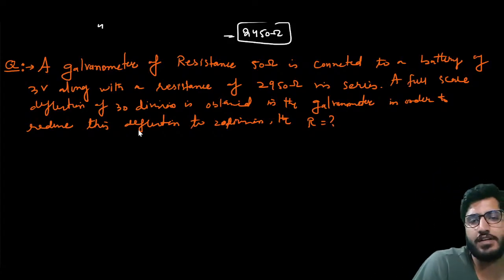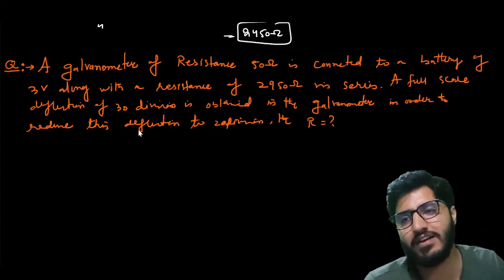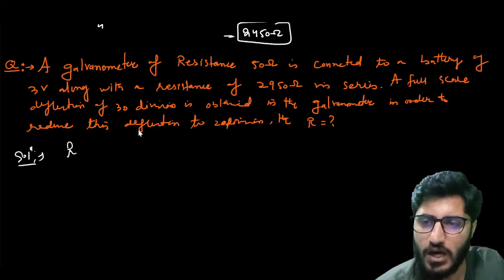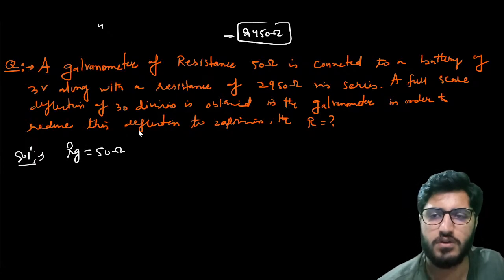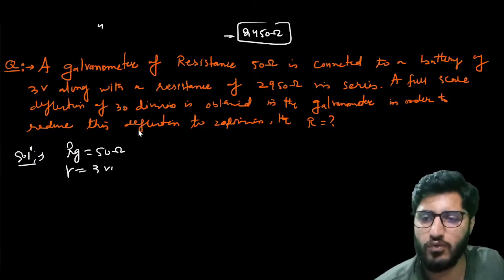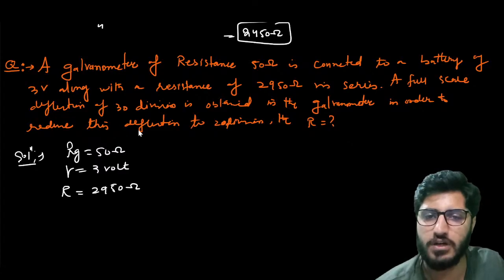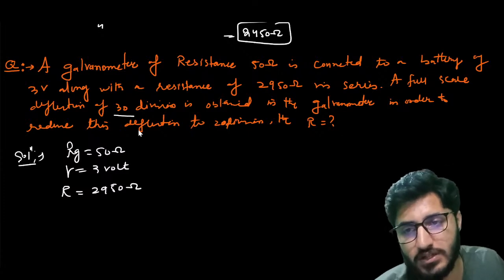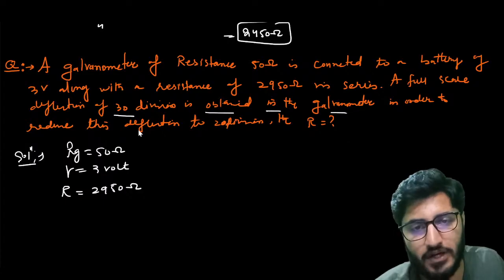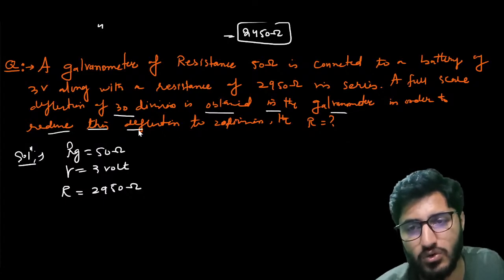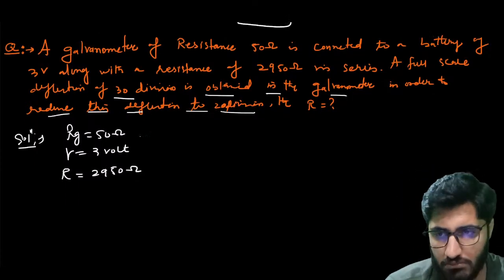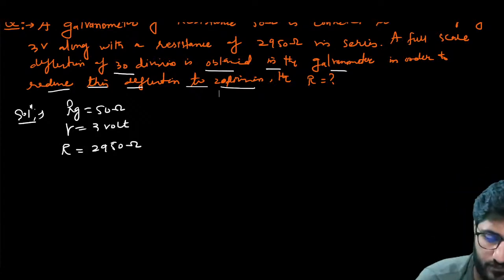So the galvanometer is having resistance 50 ohms. So I will write the value of it now. Rg is 50 ohm. V is given as 3 volt. And R is given as 2950 ohm, in series. Okay, we know that a full scale deflection of 30 divisions is obtained in the galvanometer; in order to reduce this deflection to 20 divisions, we have to find out the current firstly.